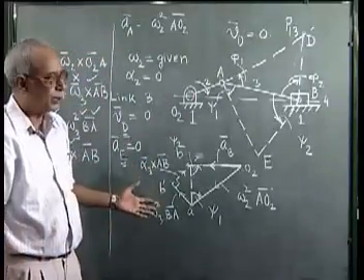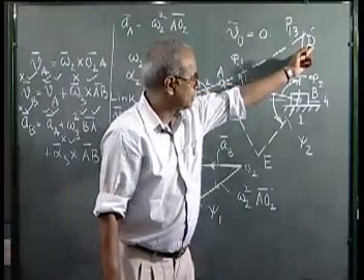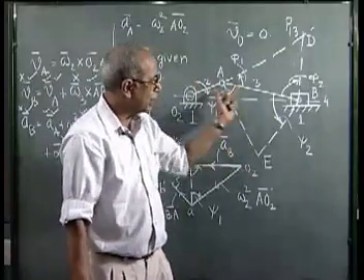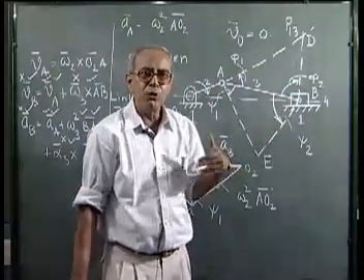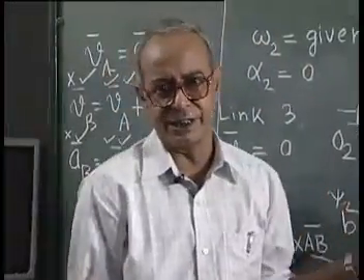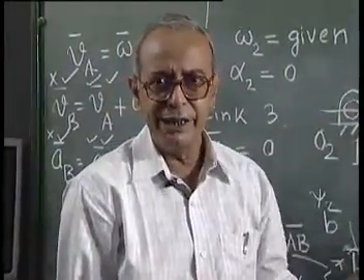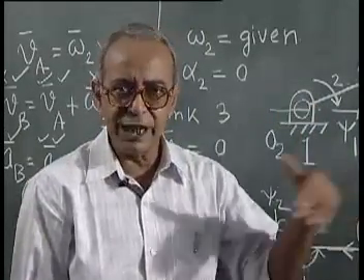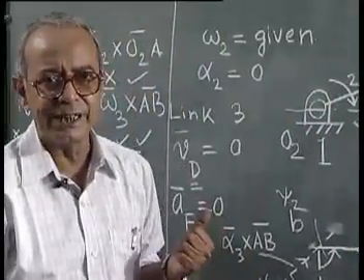It is needless to say that this point D with 0 velocity or this point E with 0 acceleration belonging to link 3 may lie outside the physical boundary of link 3. They belong to link 3 in the plane of motion of link 3, but they may exist outside the physical boundary of this link 3.